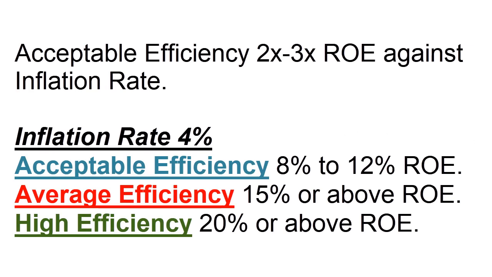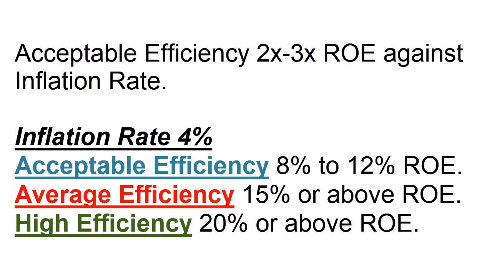In general, we assume a business has acceptable efficiency if it is generating at least 2x to 3x ROE against inflation rate. For example, suppose our inflation rate is 4% and a business is generating ROE of 8 to 12% consistently. Then we can say that the business has a good chance of survival. They are neither good nor bad. They will just exist in the market without any good growth.